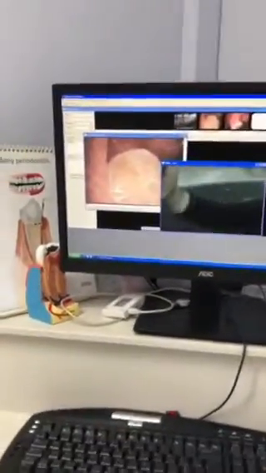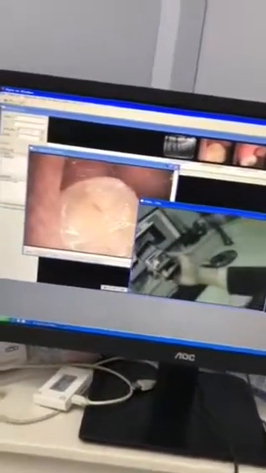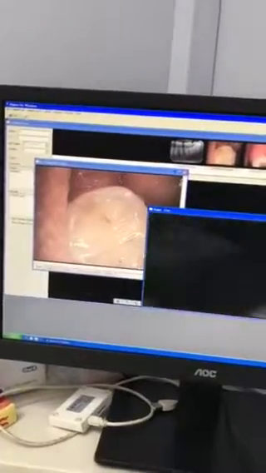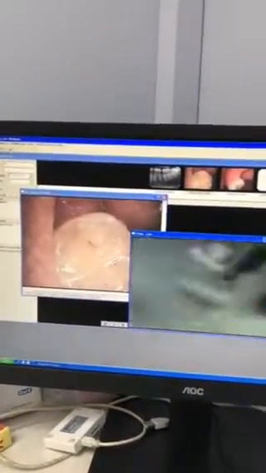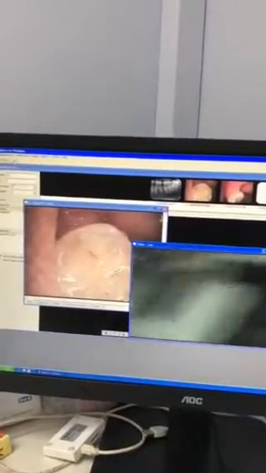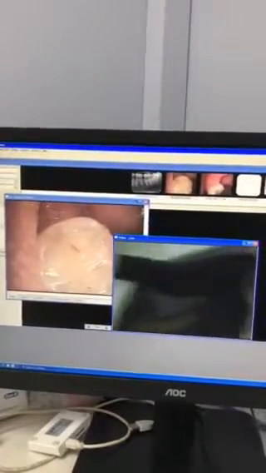So you can see that I'm holding the camera, and that will go into the patient's mouth and we'll be able to take an image. Okay, and so that's a really useful tool.